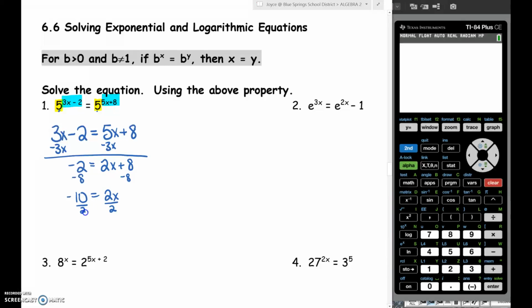So what does x equal? Negative 5. That was super easy, right? Yeah. Exponents equal to each other and solve. Number 2, there is a typo. That minus 1 is supposed to be in the exponent.